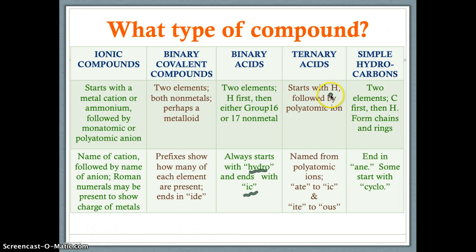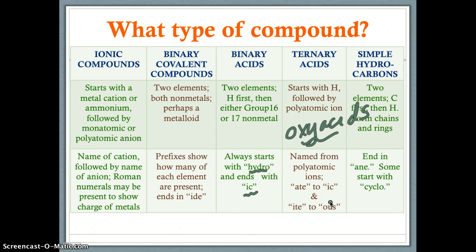Ternary acids. Ternary acids, again, are going to start with hydrogen. However, they're going to be followed by a polyatomic ion, which contains oxygen. And that's why we have a synonym for these ternary acids that is called oxyacids. They contain oxygen. All right, so these guys here are named from the polyatomic ions from which they're derived. So the polyatomic ions are going to bond to the hydrogen, and if it's an ion that ends in ATE, then the acid becomes an ic acid, IC. If, however, the ion ends in ITE, then the ending changes to OUS.